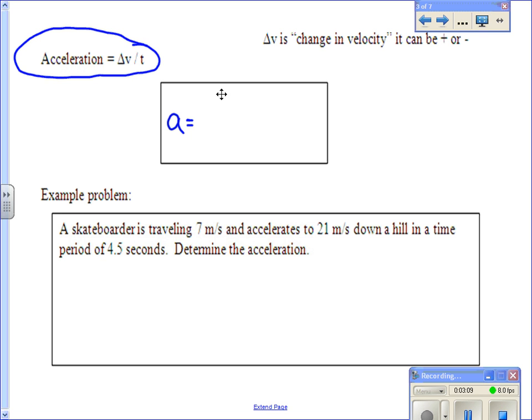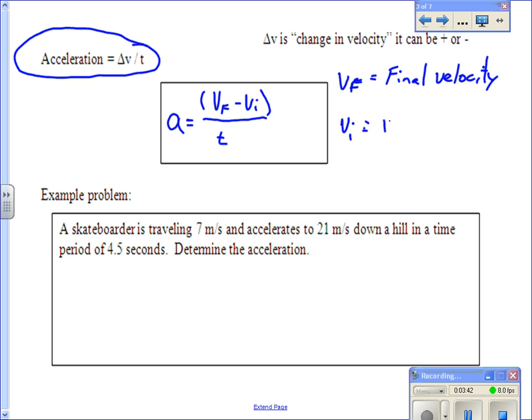But how does that look in format? Usually in an equation format, you see it as VF minus VI over the time. You do need to use parentheses because if you don't, then it will divide the VI by T and then subtract that from VF. What does VF mean? VF is your final velocity. It's what you're doing at the end. And VI is your initial velocity.